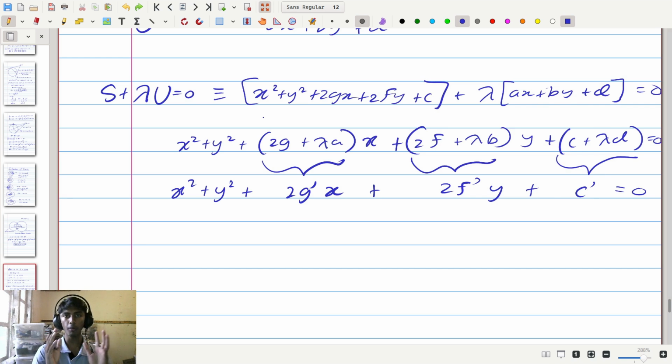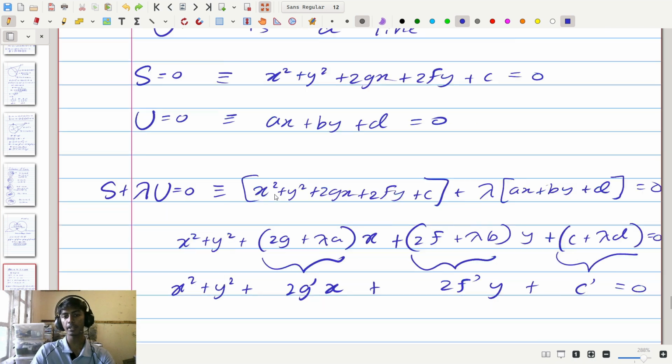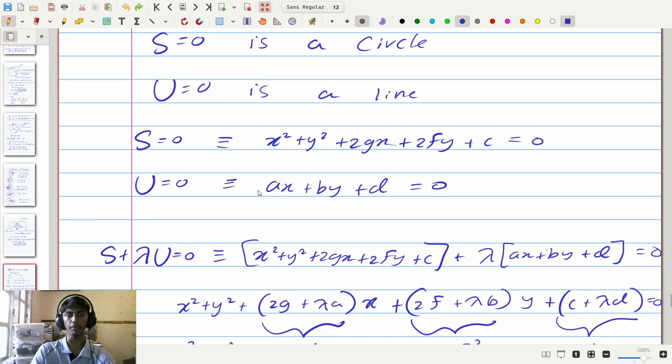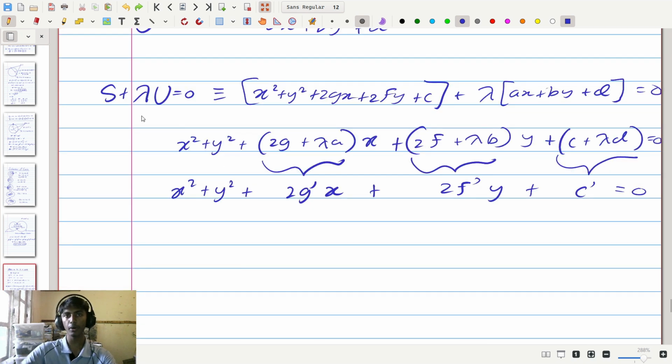This is the form of a circle. Therefore, S plus lambda u equals 0 is also representing a circle. S plus lambda u is another circle. If we try and think about the properties of this circle, we will see some interesting things. Now, in our syllabus, we think only about the case where the circle S equals 0 and the line u equals 0 intersect each other. But I'll actually link down in the description to a certain Desmos file where you can play around with the S's values and u's values and find the value of S plus lambda u equals 0 when S and u don't intersect as well.